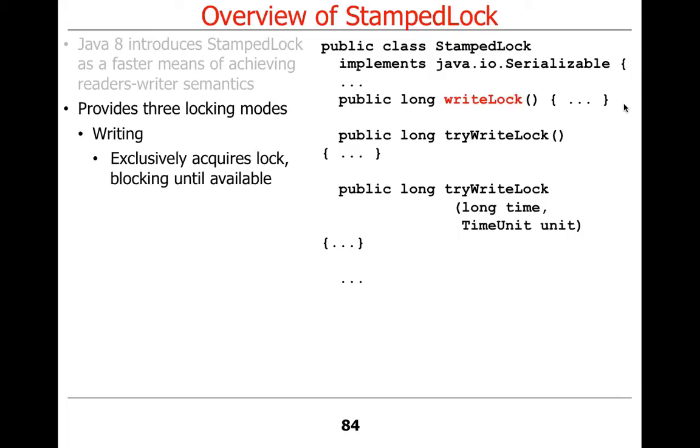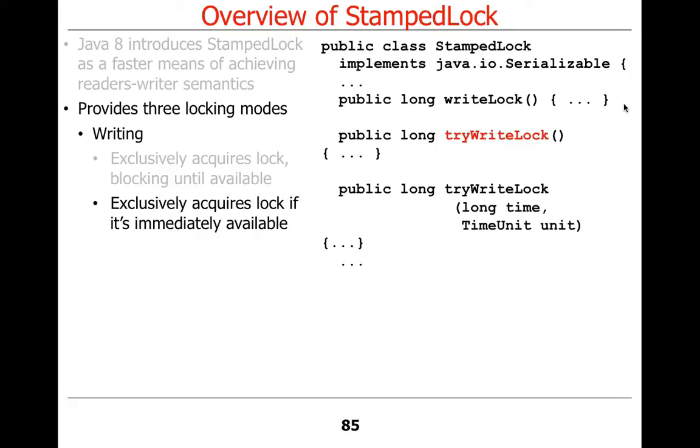And what writeLock gives you back is a long, which is something called a stamp. And when we look at the implementation, you'll see a stamp basically keeps track of a version and the state, like what mode it's in, and this generation count. You'll see what that means later.